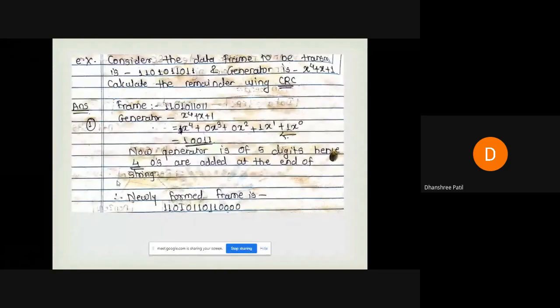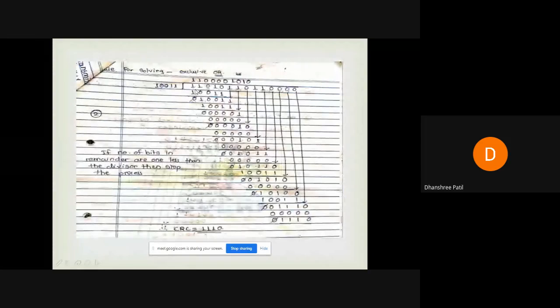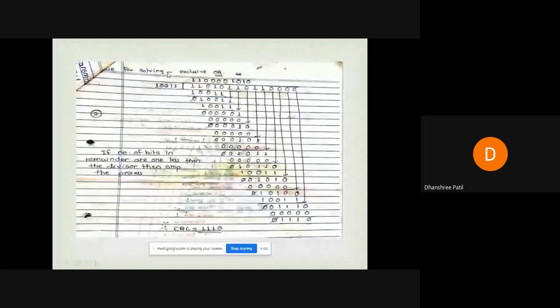Then next, we have to consider the whole frame including all the zeros, whatever data we are getting here. We have to consider that as a whole data, including zeros, and perform the operation by using the generator. Now the generator is 10011, and this is our data. Here we have to perform the exclusive OR operation.